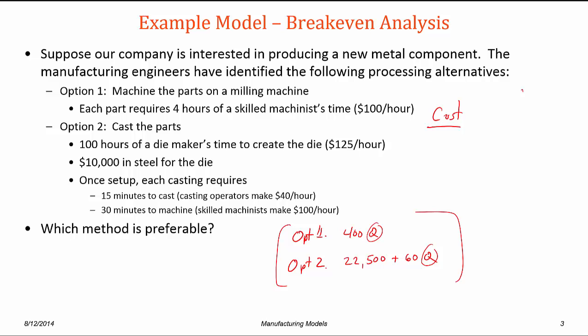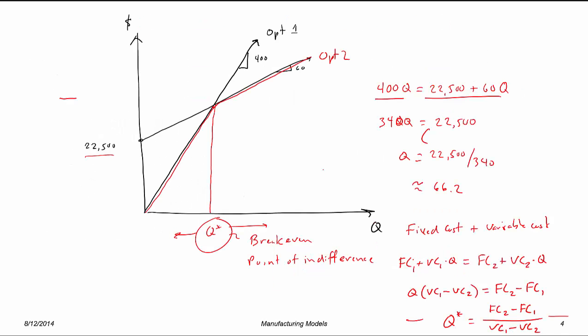And so for option 1, the cost is going to be 400 times however many we make, whereas for option 2, we have the fixed cost of 22,500 plus this variable cost. And so once we identify our two cost expressions, we as a side did a simple plot so that we could observe the problem that we're trying to solve, and then we solved for this point of indifference, or the break-even point, by simply setting the two expressions equal to one another. Since both were expressed in terms of Q, that's what we're really after. We're after this indifference point so that we can then make a decision.